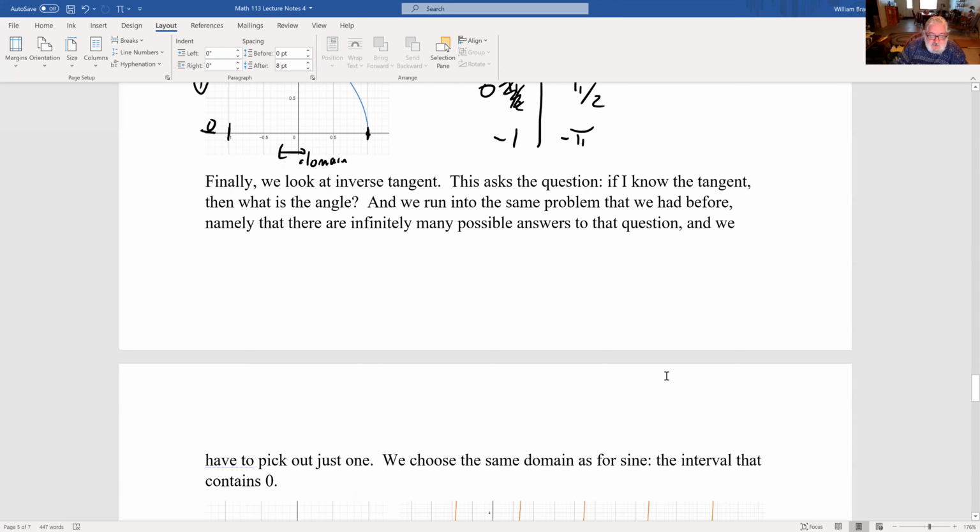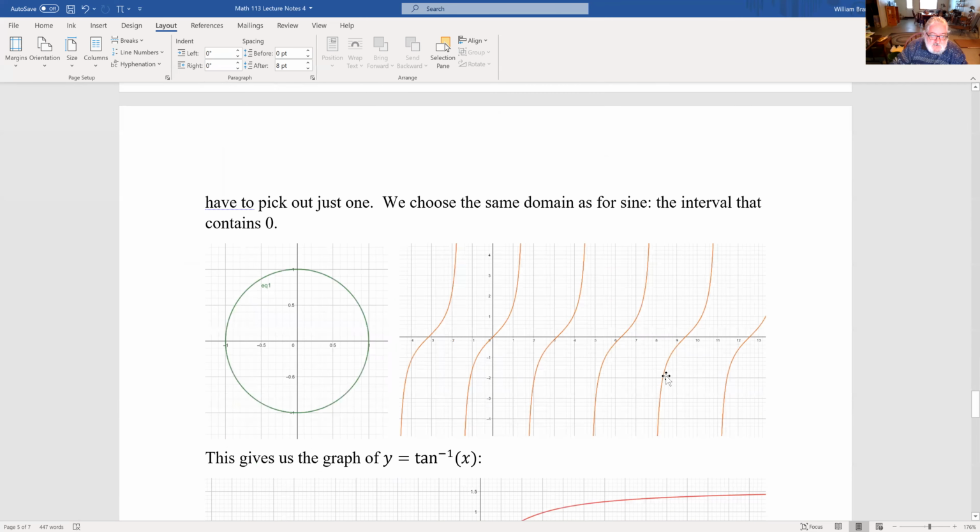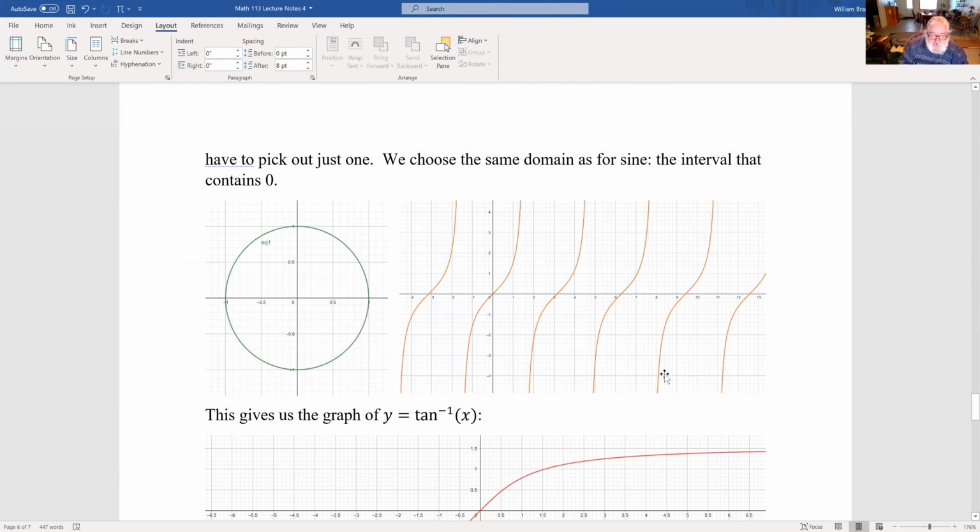If you know the tangent, what's the angle? And you run into the same problem that we had before. There are infinitely many possible answers to that question. Right? This is the graph of y equals tangent of x here. If I pick a particular y value, there's infinitely many possible x values. That means we have to pick out one of these cycles to be our domain.